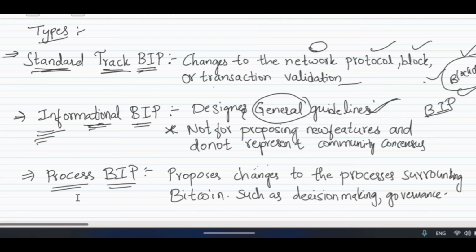Coming to the third one, it is a process BIP. A process BIP tells the changes regarding the processes surrounding Bitcoin, like its decision making or its governance. This kind of proposal changes will be set by process BIP. These are the types of BIPs. That's all about the BIP.